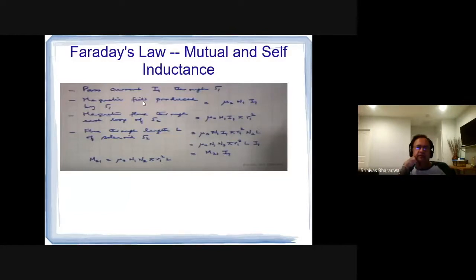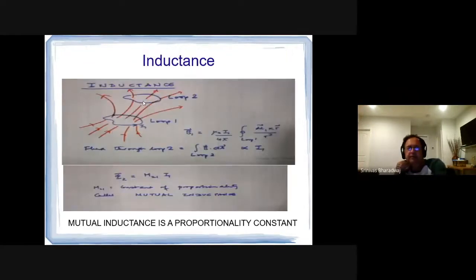Okay. So there are two cases. One is mutual inductance when there are two loops. Now the first loop has a current which induces a magnetic field and then causes a current in the second loop, right? So what is the relationship between the flux that goes through the second loop and the current in the first loop?